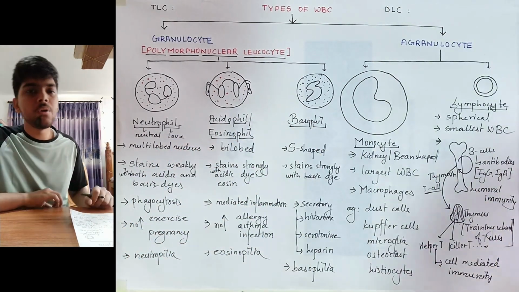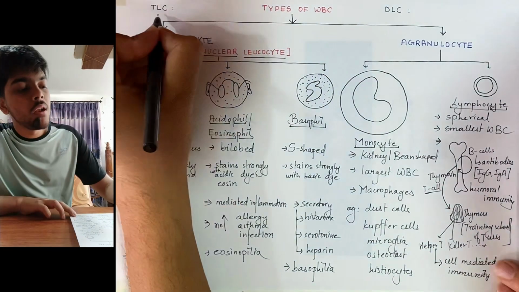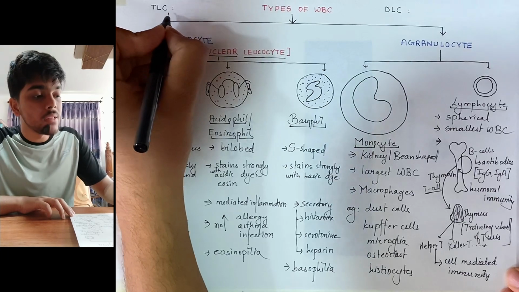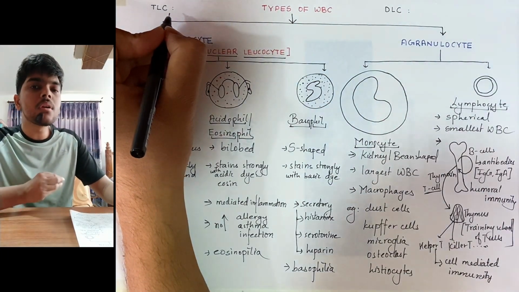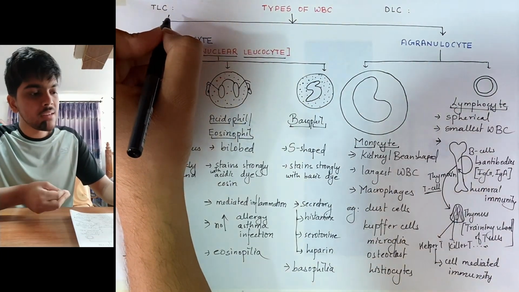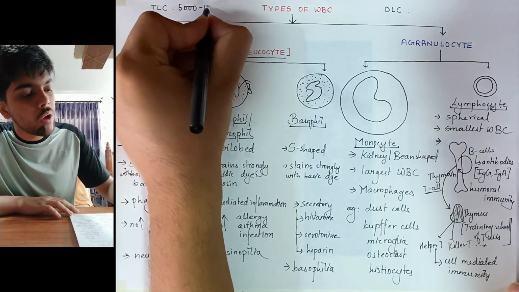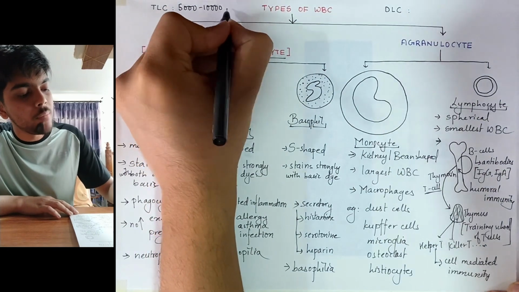There's one more thing that you gotta remember, that is TLC stands for total leukocyte count. That means in blood, the total number of white blood cells present is your TLC, which is 5,000 to 10,000 per cubic millimeter.